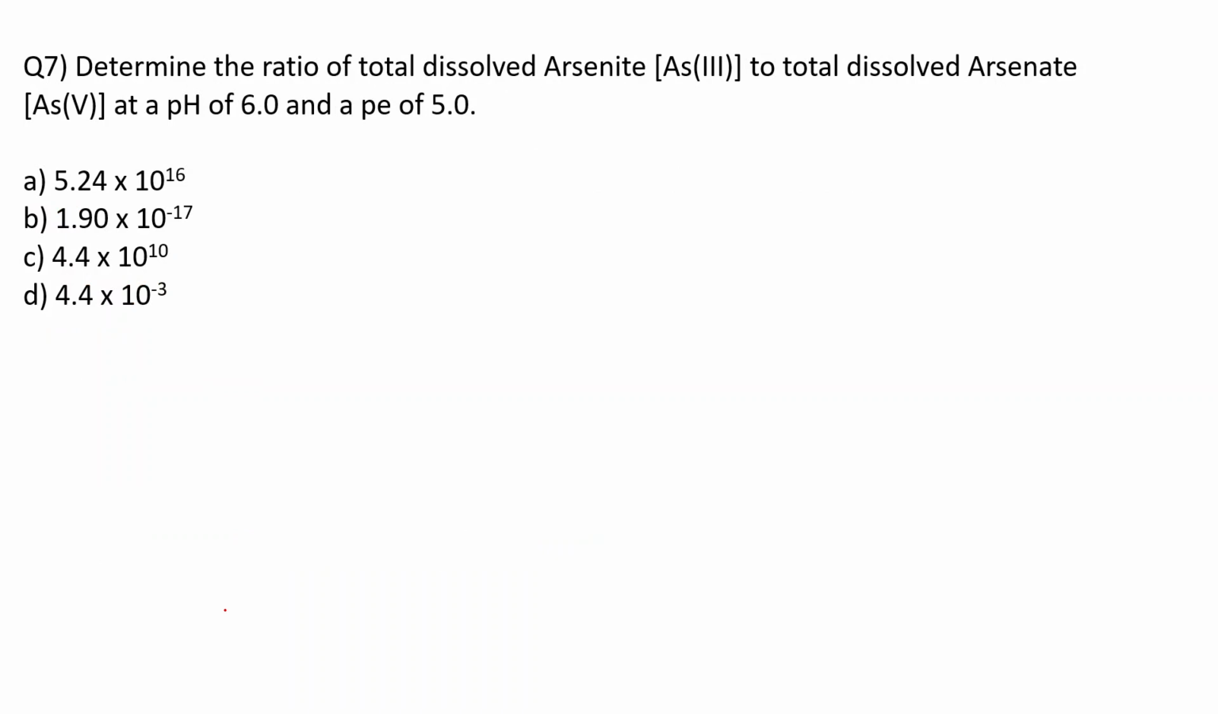The next question is, determine the ratio of total dissolved arsenite to total dissolved arsenate at the pH of 6 and PE of 5. Please try to solve this question. This will also be solved like the previous one. We have all the values, we just have to put them in.